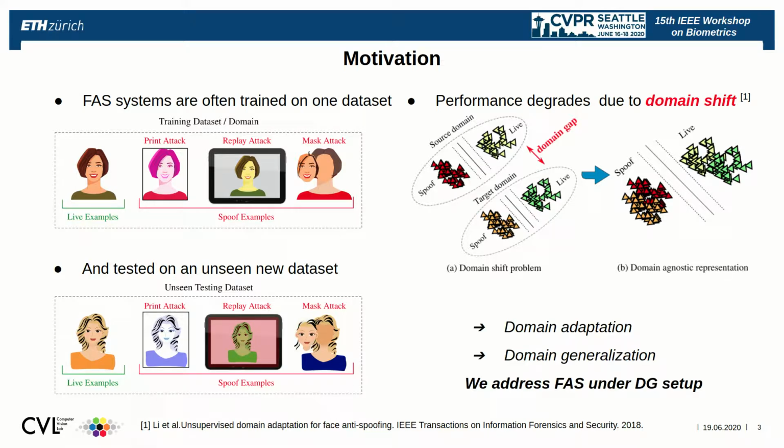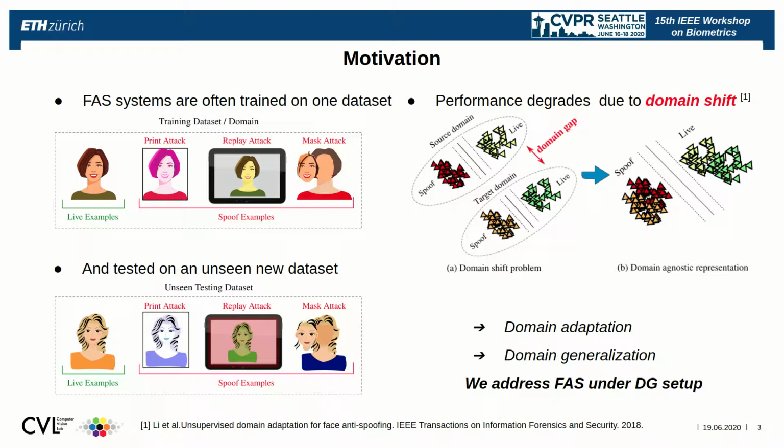The research community addresses this problem following two different setups. In the first one, called the domain adaptation setup, the system has access to the unlabeled training examples of the target domain. In the second setup, called the domain generalization setup, the system doesn't have any access to the target domain. In this work, we address the domain shift problem in face anti-spoofing under the domain generalization setup.